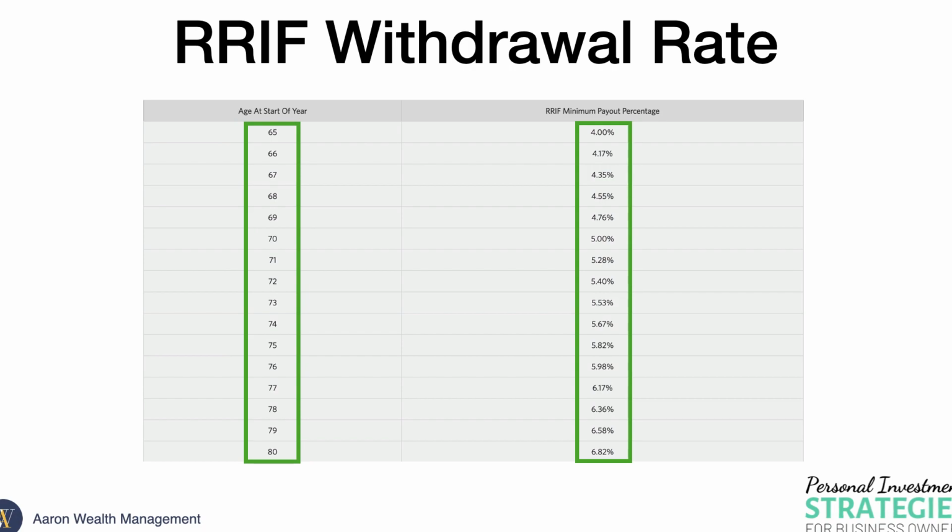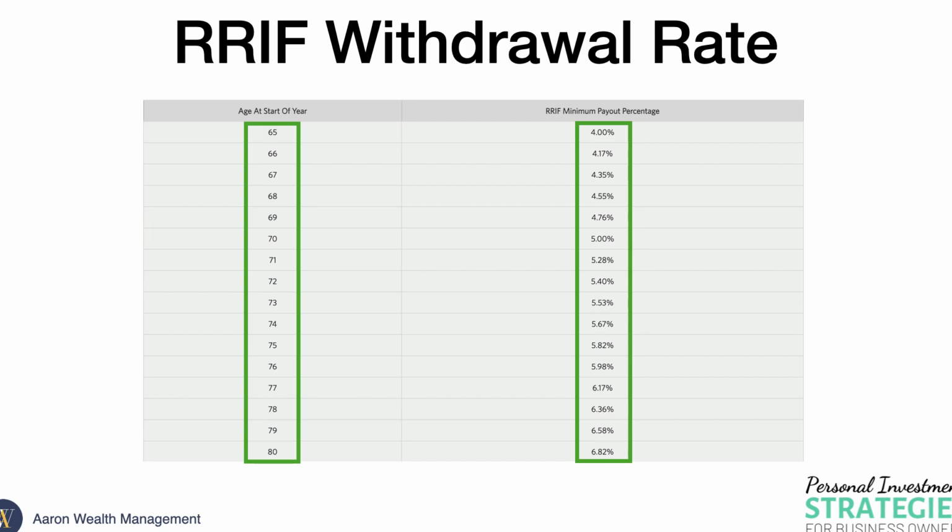RRIF is based off of your age. This is something you don't have to calculate. Revenue Canada does this by your age. You can see the values on the right side, 4% at age 65, and every year you get older, the RRIF amount, the minimum you have to take out, goes up each year. So that's how RRIF balances are calculated every year, December 31st, and you don't have to do that, it's done for you.